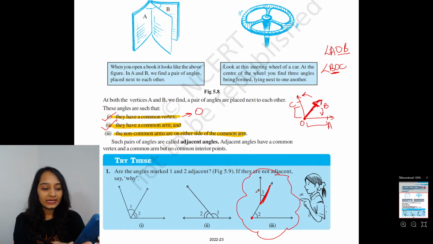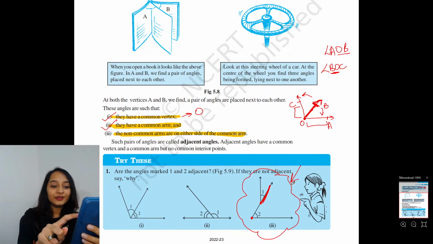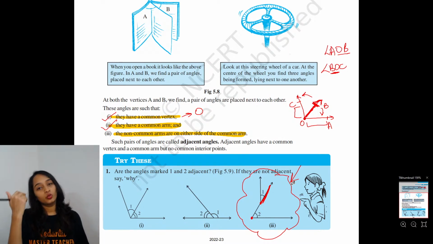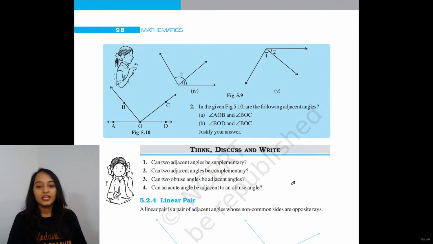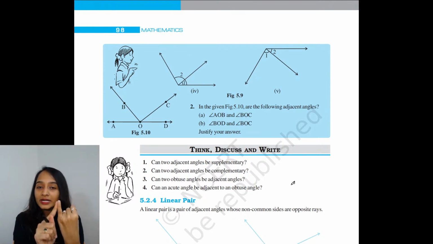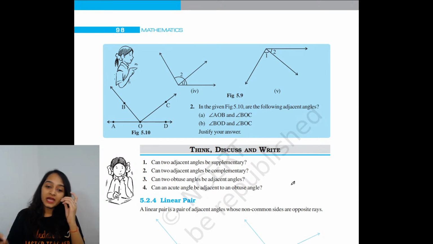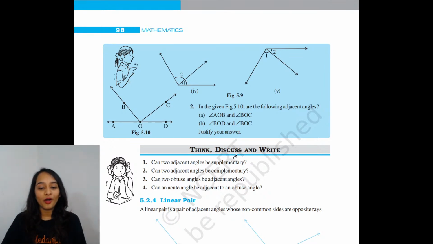Do you think that angle 1 and 2 in this one are adjacent? Exactly. The answer here is no. They are not adjacent to each other. Why? They don't have a common vertex. So it is not an adjacent angle. So two angles are said to be adjacent if they have a common vertex, a common arm, and the two non-common arms are on the opposite sides of the common arm.